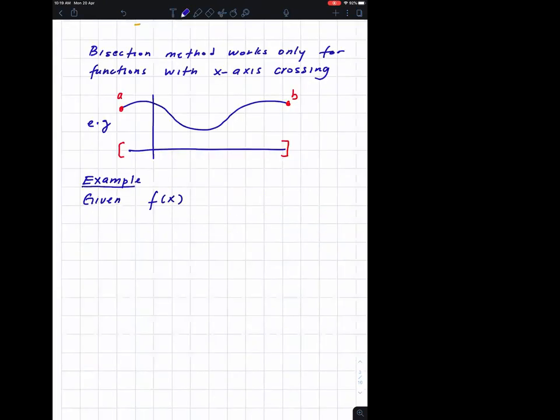Example. Okay, example or tutorial. The same thing, isn't it? I don't know.